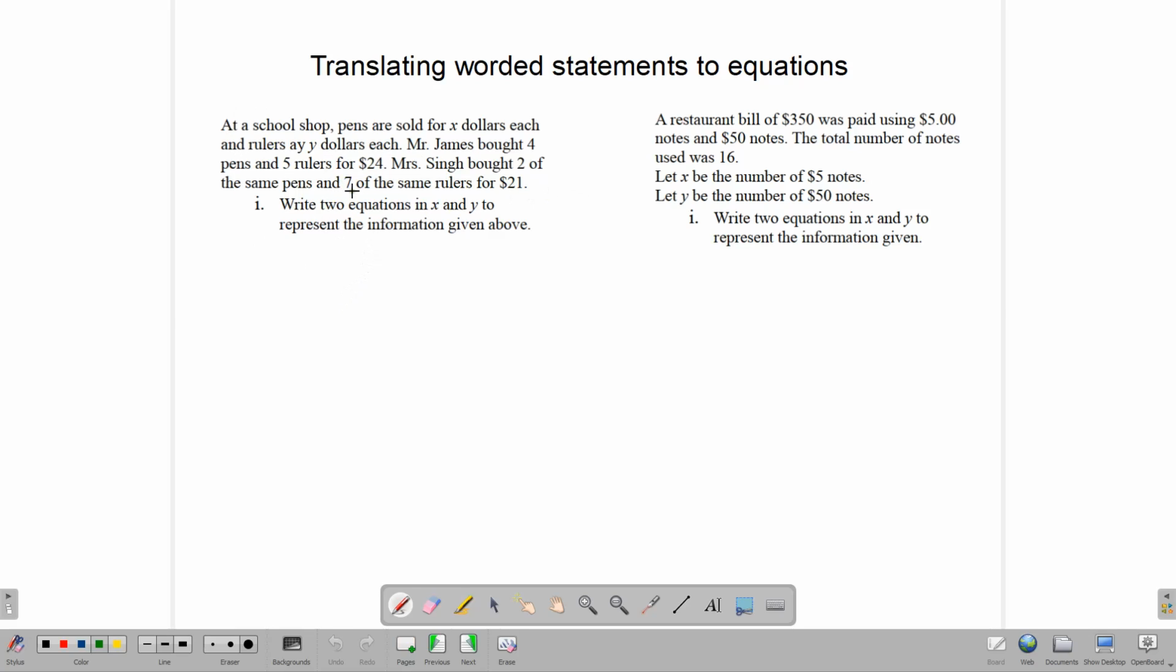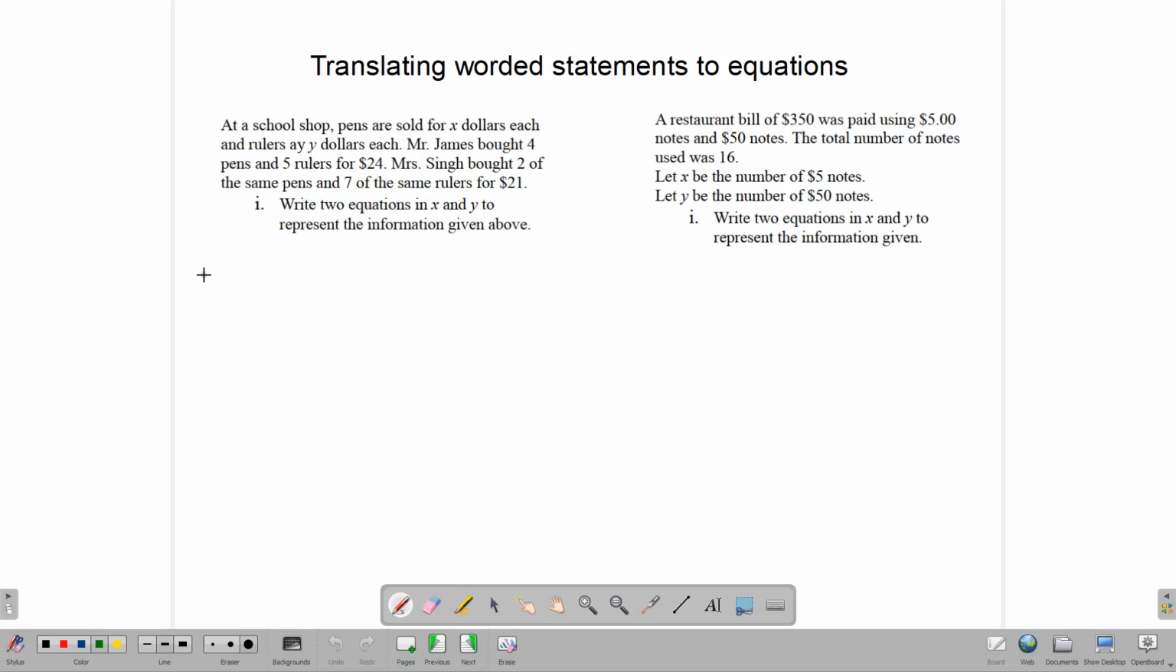We're just going to rewrite them, translate them, and write them into mathematical form. At a shop, pens are sold for X dollars each, and rulers are sold for Y dollars each. Mr. James bought 4 pens and 5 rulers for $24. Mrs. Singh bought 2 of the same pens, that's important, and 7 of the same rulers for $21. So let's write the equations.